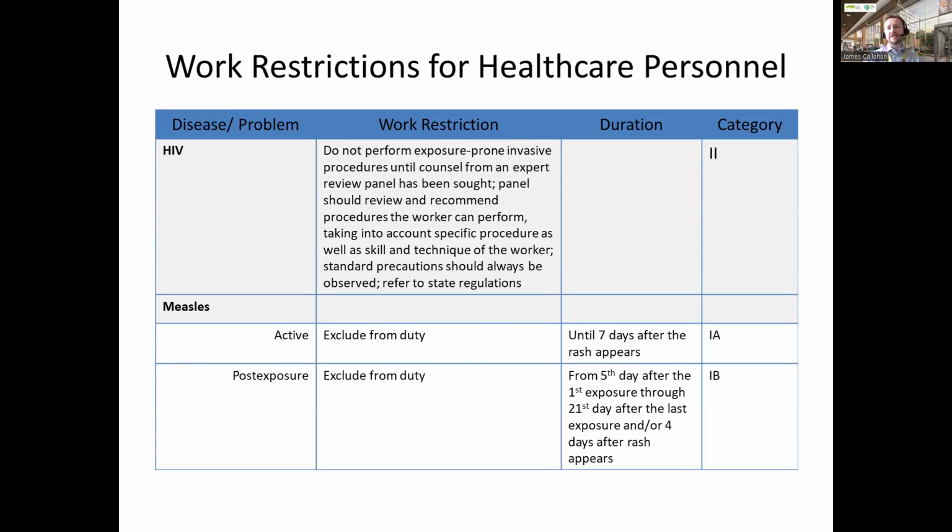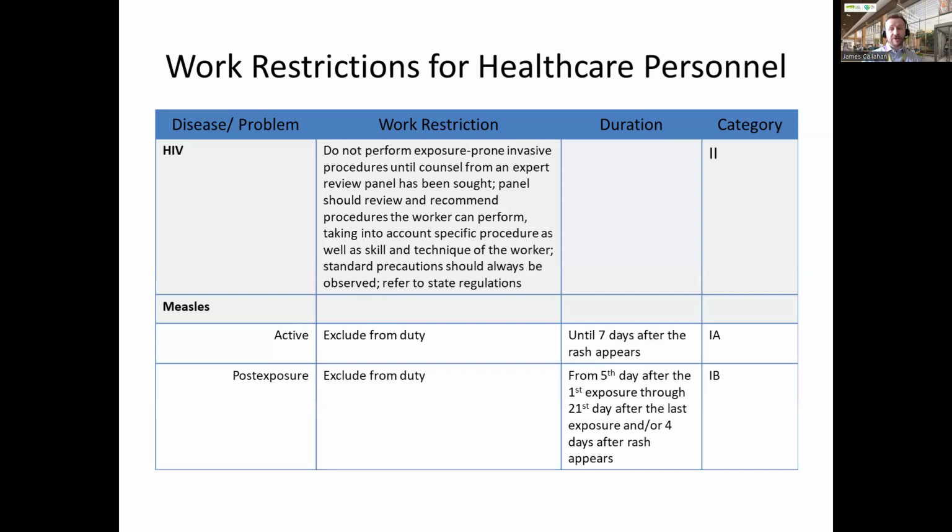Measles comes with 2 sets of restrictions. So there's restrictions for those with active measles infection and restrictions for those who are susceptible and have been exposed to measles without proper protection. Excluding from duty is also known as furloughing, and staff who have active measles infection should be furloughed until 7 days after the classic measles rash has appeared.